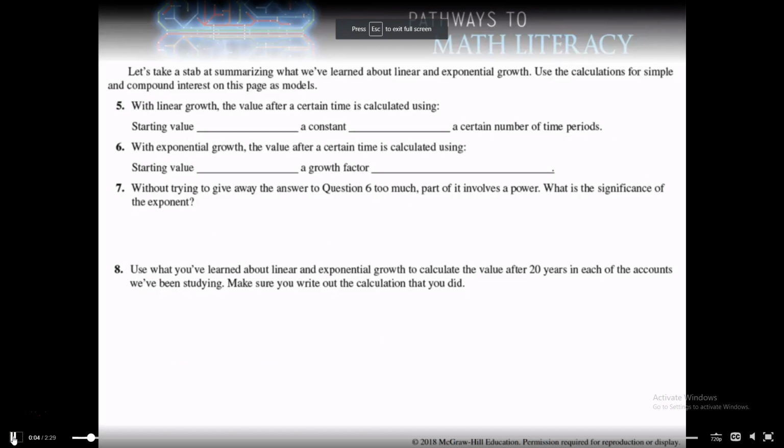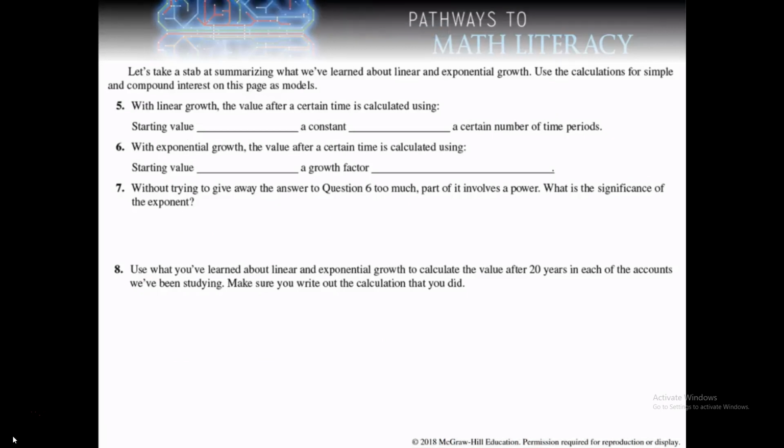We've been looking a lot at simple versus compound interest with these two accounts throughout the lesson. Let's try and pull that all together and summarize the main points. For number 5, with linear growth, the value after a certain time is calculated using, well, we take that starting value, and with linear growth, we are adding a constant dollar amount over and over, which means we can take that starting value plus the constant dollar amount times the certain number of time periods.